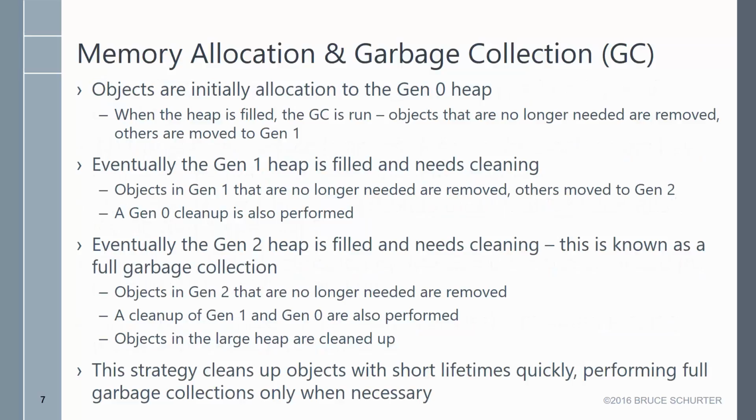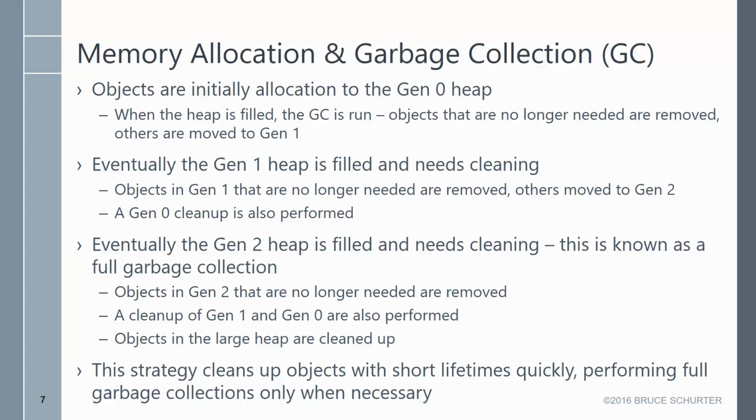So objects are initially allocated to the Generation 0 heap. When the heap is filled, the garbage collector is run. Objects that are no longer needed are removed. Others are moved to Generation 1. It is really not that important to know how big the Generation 0 heap is initially. It will grow slightly dynamically as needs are encountered.